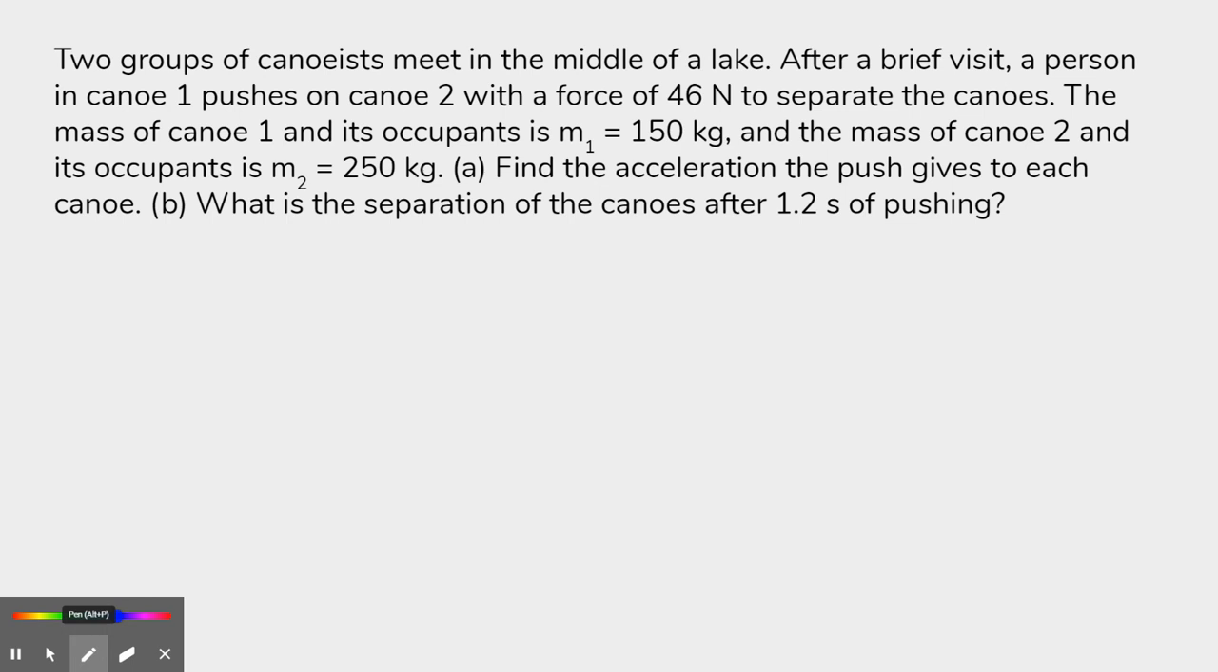Now, we're going to go back to a very wordy problem, but it's actually not that bad. So we see that we have 2 groups of canoeists, people in canoes, in a lake. They briefly visit, and then some person in the first canoe is going to push on the second canoe with a force of 46 newtons in order to separate them. We know the mass of each canoe and the occupants. So the first thing we want to do is find the acceleration the push will give to each canoe.